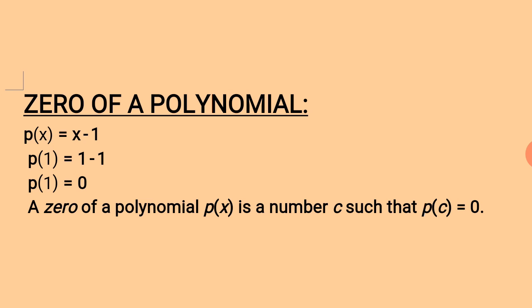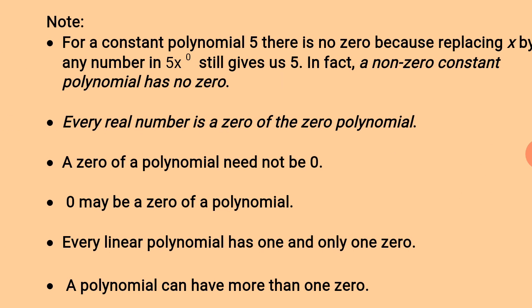Now here in our case, the number 1 which is substituted will be the zero of the polynomial x minus 1. That means this is the only number which when substituted in the polynomial will make the polynomial equal to 0. So it is known as zero of the polynomial. Now let's proceed with some points regarding zero of polynomial.